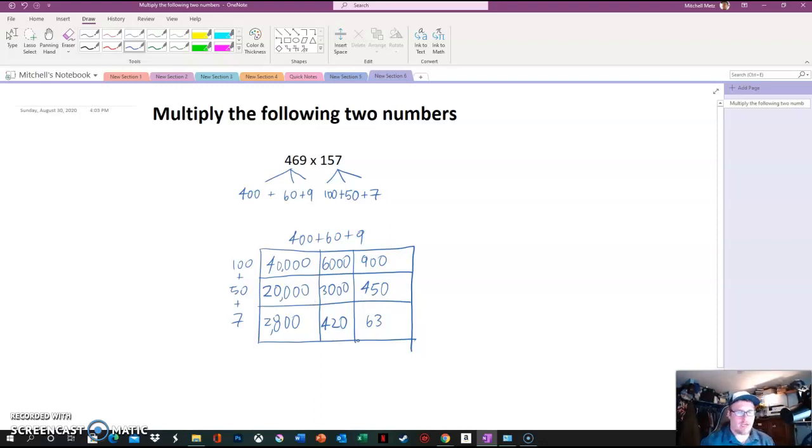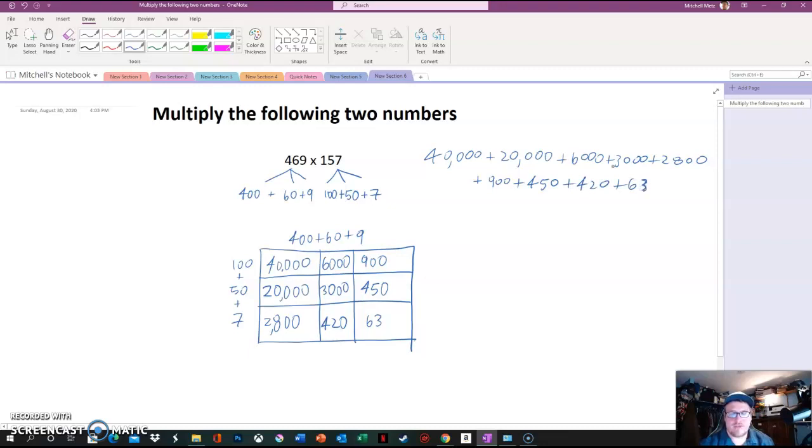So it seems like a lot, but now we're going to add them up based on place value. So I'm going to add them over here. I'm going to do 40,000 plus my 20,000. And I always do it in descending order. That just means I'm going from the biggest number to the lowest number from left to right. And then I'm going to do 6,000, 3,000, 2,800, and then I'm going to have 900, 450, 420, and 63.